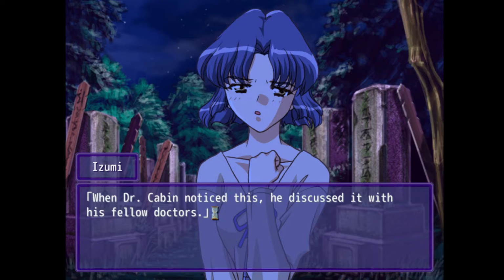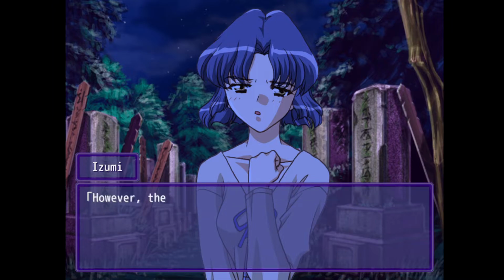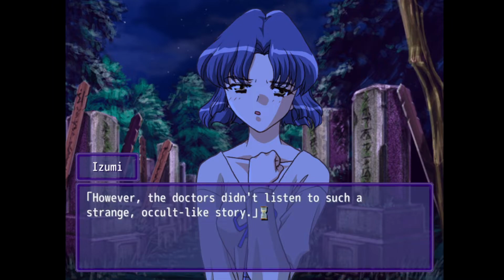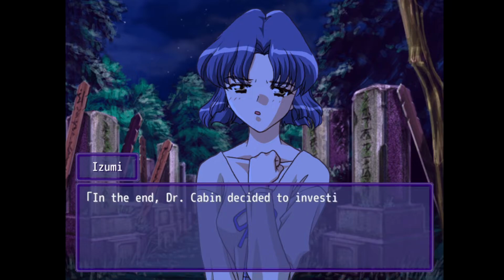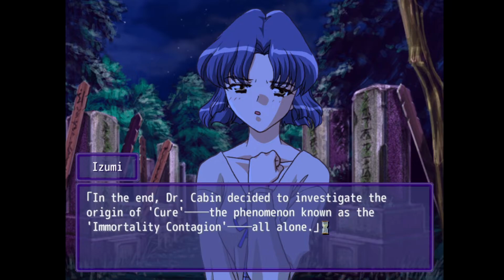So I guessed correctly that the third aspect was that it actually worked. When Dr. Cabin noticed this, he discussed it with his fellow doctors. However, the doctors didn't listen to such a strange, occult-like story. In the end, Dr. Cabin decided to investigate the origin of Cure.